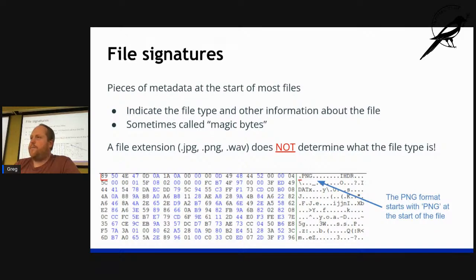And so it's like a piece of metadata that tells you what the file type is. And like I said, just because it says it's a .jpg or .png doesn't mean that it necessarily is that. And these things, sometimes they're called magic bytes, and it will tell you what they are.